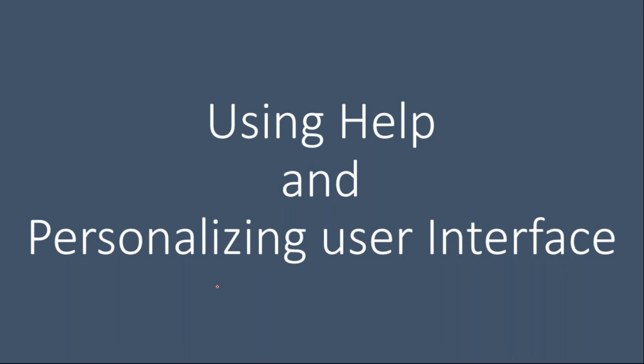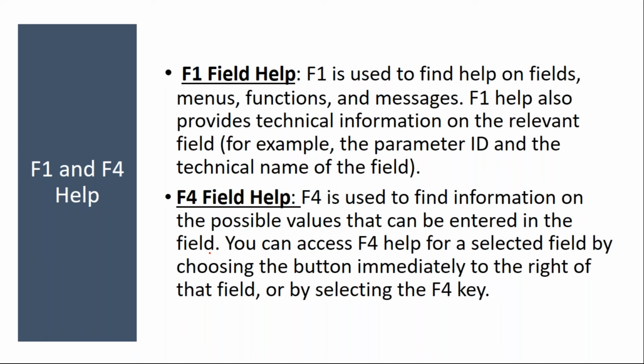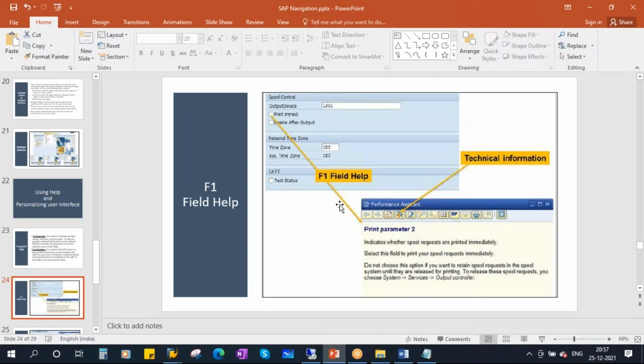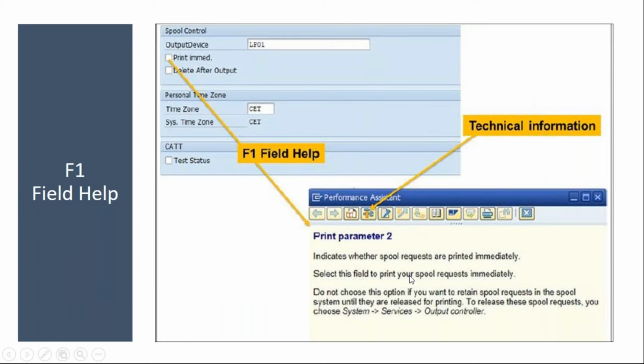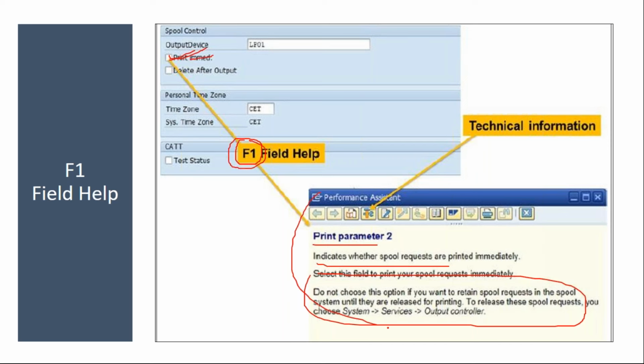Now we will talk about using help and personalizing the user interface. Okay, so now you have two options for every field: F1 field help and F4 field help. Let's start with F1 field help. Suppose you have a field and you want to see information about that field, like what that field is and why it is used. What you need to do is put the cursor on the field and press F1 on your keyboard. Then this window will come where you will get some information about that field.